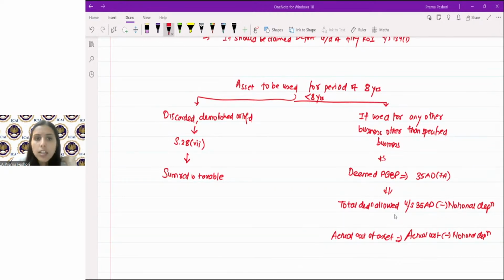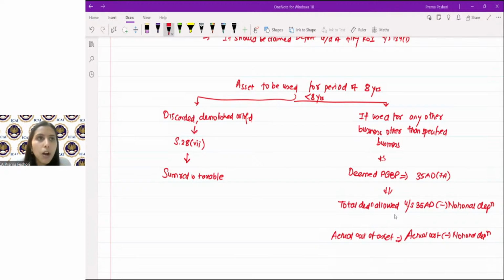Clear? Then, with respect to section 35D, 35DD and 35DDA: 35D is preliminary expense, 35DD is amortization of expense for amalgamation or demerger, and 35DDA is amortization of expenditure incurred for VRS. So these three deductions are now remaining. Other than that, I have covered everything.